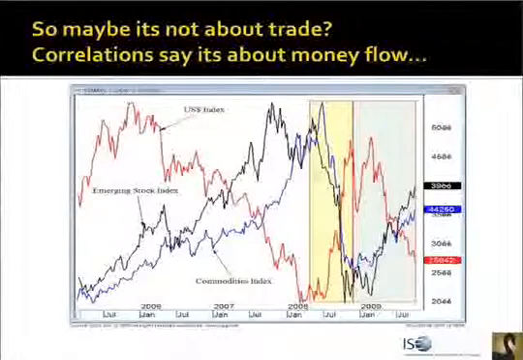What we have on this chart, the red line is the U.S. dollar index, as you can see, moving from 2006 onward here. This is a closer-in view of what we've talked about. The black line is the emerging market stock index. The blue line is commodities.